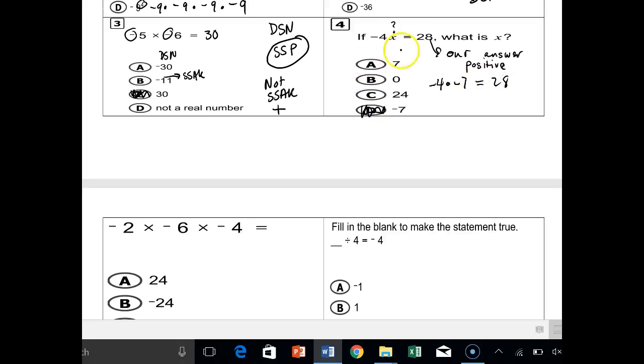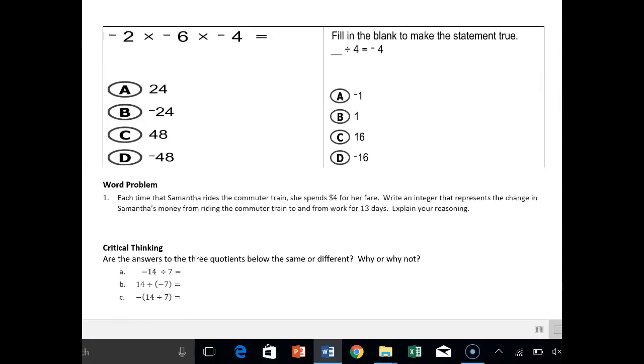It's not A because this would give you -28, and you want a positive 28. It's not 0 because it would obviously give you 0, and it's not 24 because 4 times 24 is not going to be 28. In fact, even -4 plus 24 won't be 28. It will be 20. Right? Flip over to the back side.